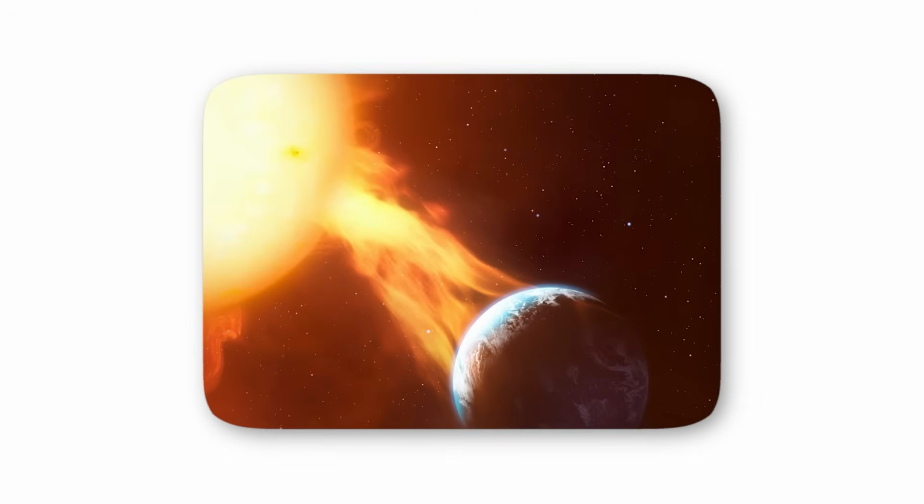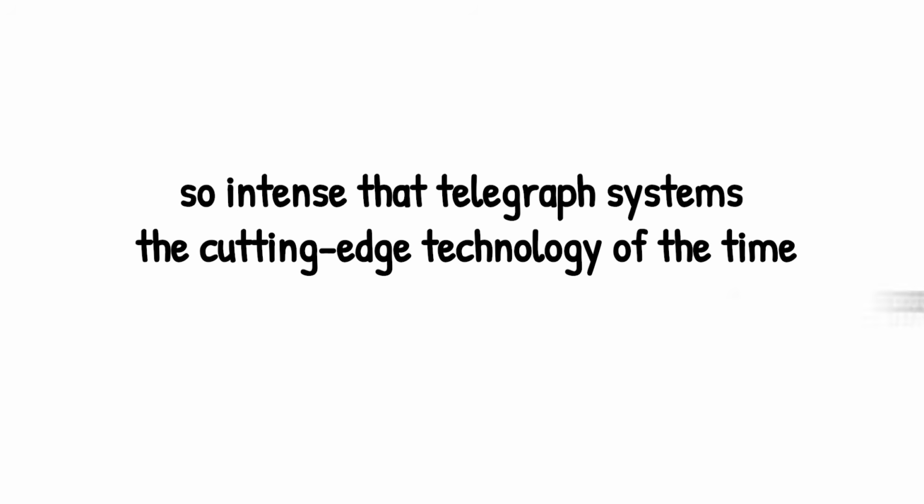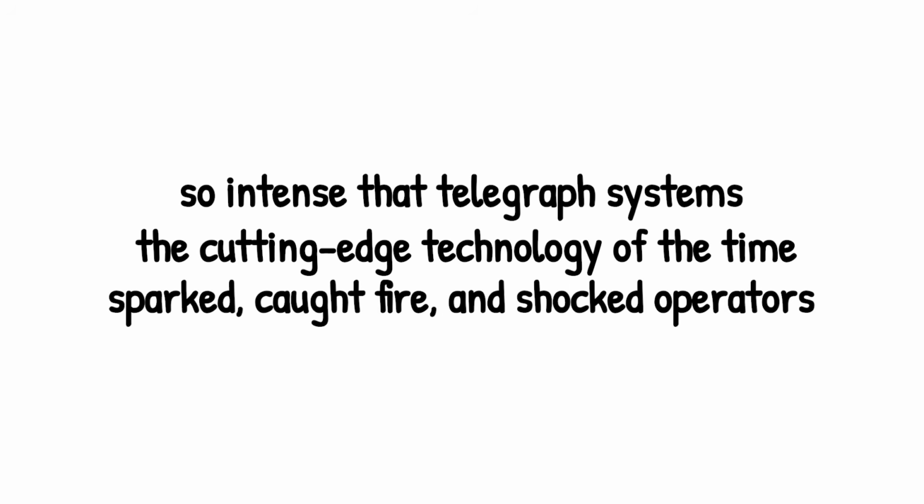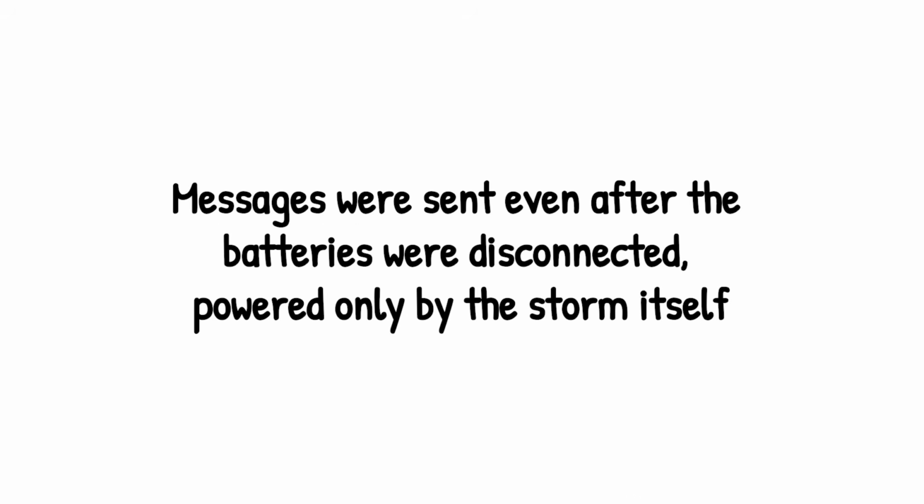It began when astronomer Richard Carrington noticed an enormous flash on the sun's surface. Within hours, Earth was hit by a geomagnetic storm, so intense that telegraph systems, the cutting-edge technology of the time, sparked, caught fire, and shocked operators. Messages were sent even after the batteries were disconnected, powered only by the storm itself.